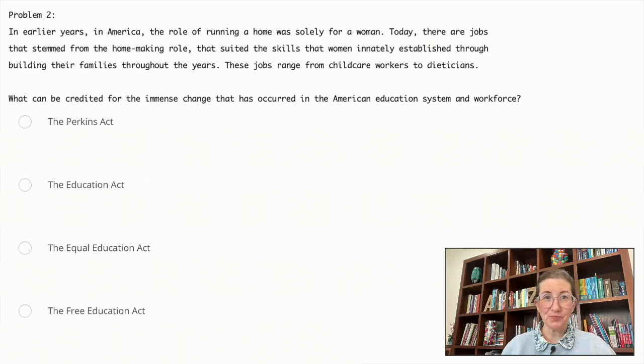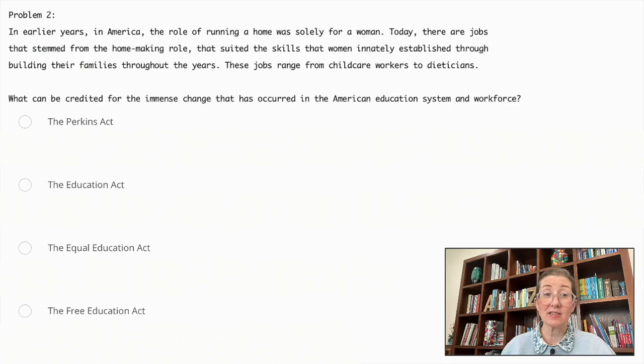Problem number 2. In earlier years in America, the role of running a home was solely for a woman. Today, there are jobs that stemmed from the homemaking role that suited the skills that women innately established through building their families throughout the years. These jobs range from childcare workers to dietitians. What can be credited for the immense change that has occurred in the American education system and workforce?